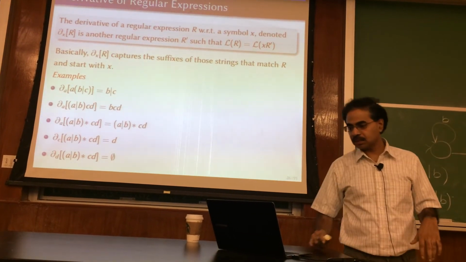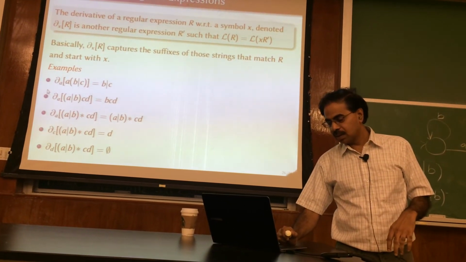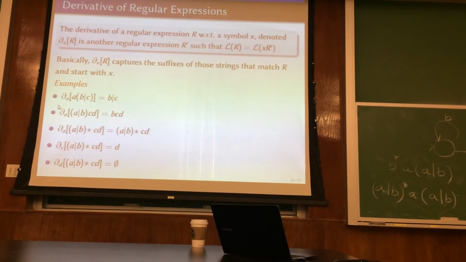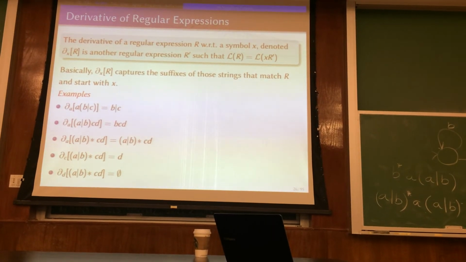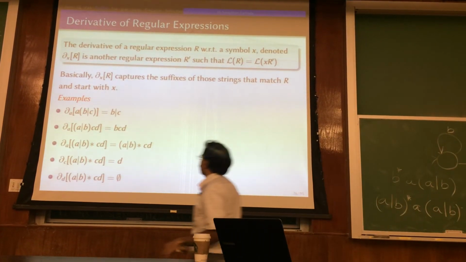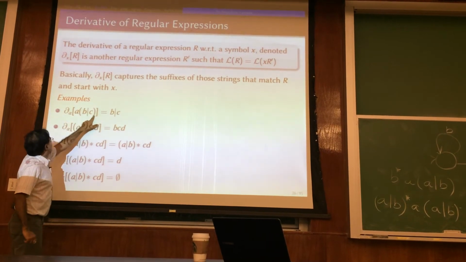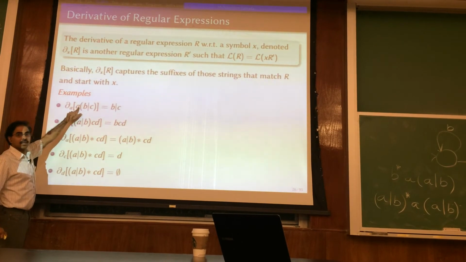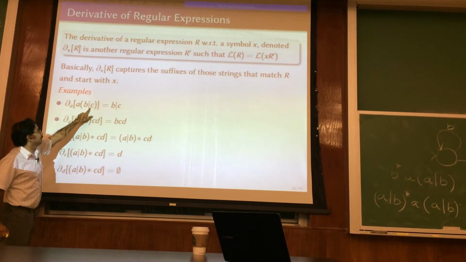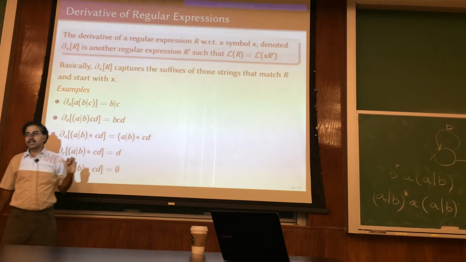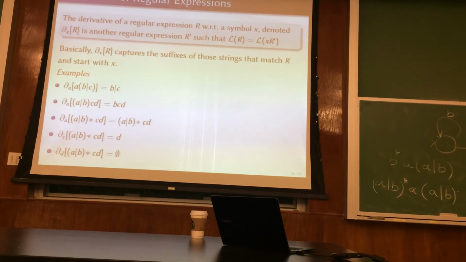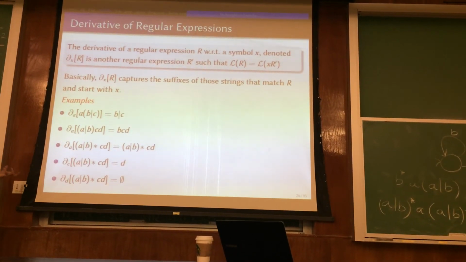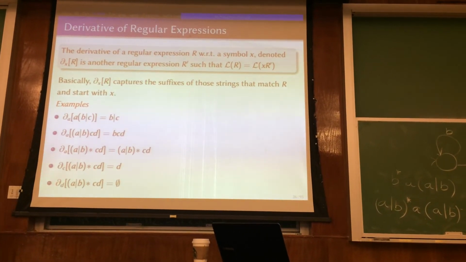Okay, so let's give an example. If you take the derivative of A followed by (B or C) with respect to A, what that means is that you are trying to match this regular expression and you have seen A. That means this A is going to be matched off against this. So what is left to match is either B or C, right? Although the notation may seem a little bit funny or confusing, the concept is actually very intuitive and very simple.